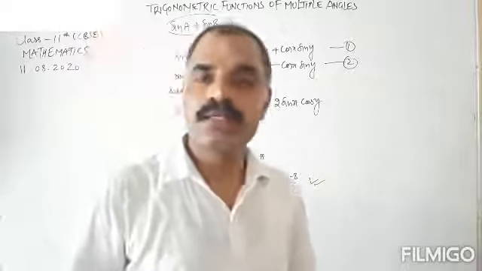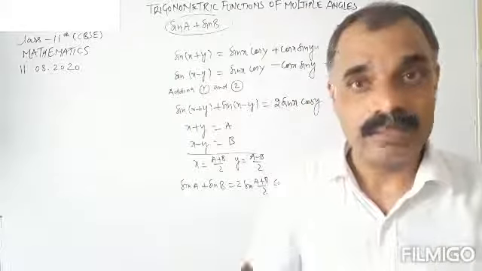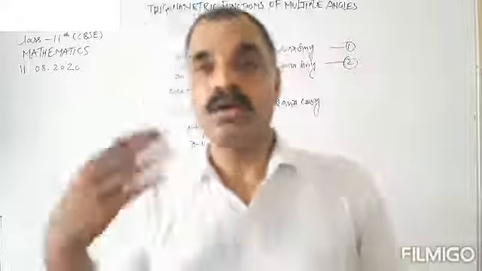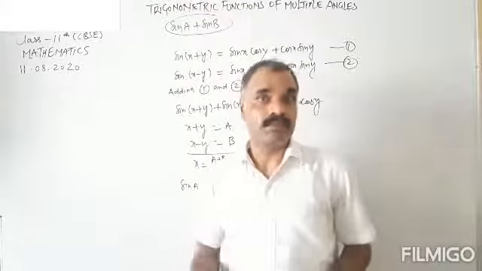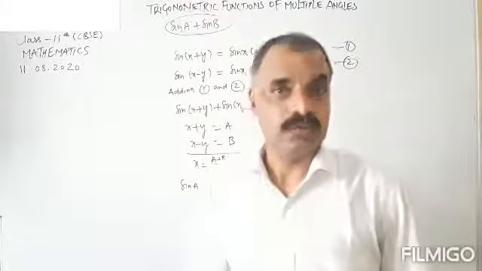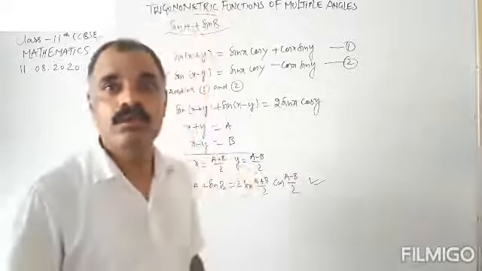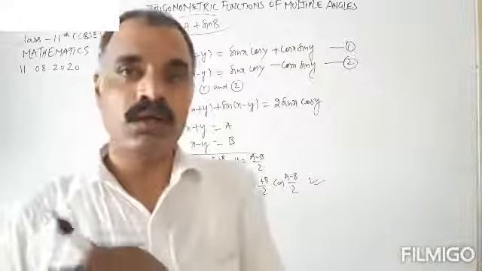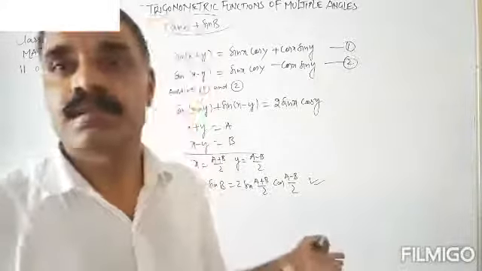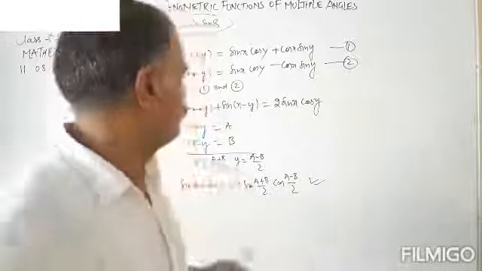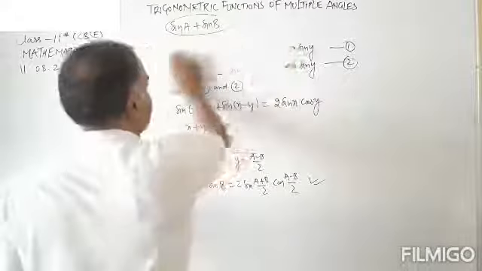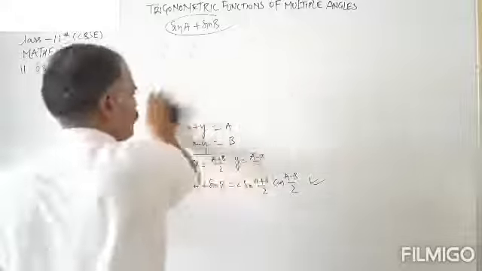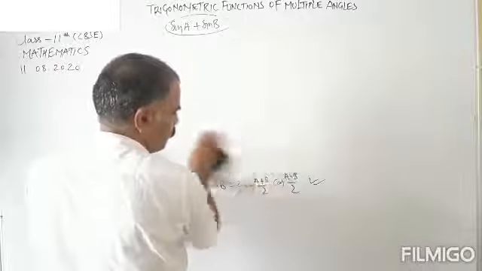Now some more identities of the same pattern, that is sin a minus sin b, cos a plus cos b, cos a minus cos b, are also there. So let us have a look at these. You can do the proof of all other identities like this. I have proved one of the identities. Now you can prove the other identities on your own.